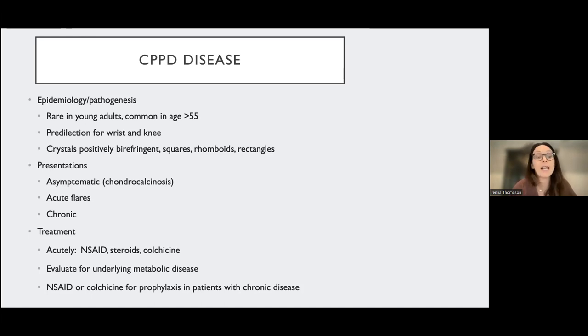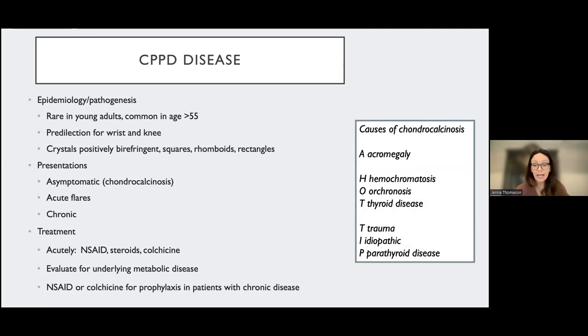And then there are also patients that can have a chronic presentation of CPPD that we call pseudo-rheumatoid, because it can be in the wrist, can affect MCPs, the knees, and those patients have more characteristically inflammatory pain, like morning stiffness. Acutely, the treatment of CPPD is very similar to gout: NSAIDs, steroids, colchicine, also anakinra. You may, depending on the patient, evaluate for underlying metabolic disease. In patients that have frequent flares of CPPD, or chronic pain and stiffness, it usually responds quite well to either NSAID therapy or colchicine.